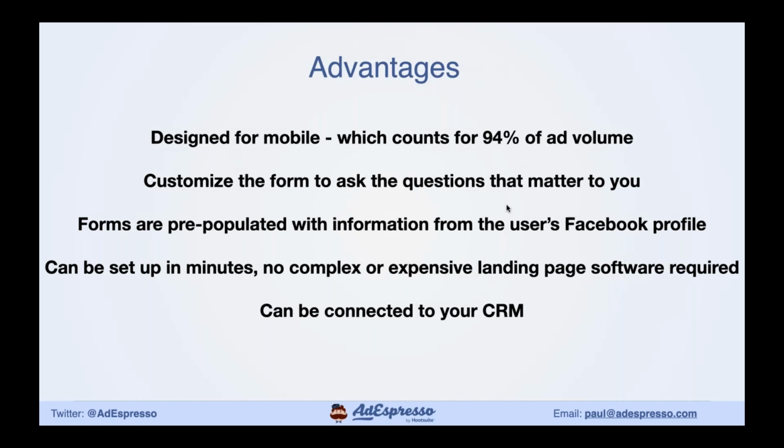You can also customize the forms. You can ask the questions that matter to you. Maybe for your brand, you need to know things like the zip code. Then you can ask these questions. We'll go into building a form in a second. These forms are pre-populated with information from the user's Facebook profile, so it's very easy for the user to fill in. It's almost magical: they open the form, it fills in the name, email address, and so on, and they can just hit submit, and that's it. Super simple, again, designed for mobile.